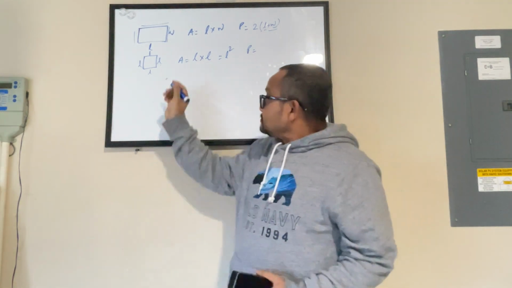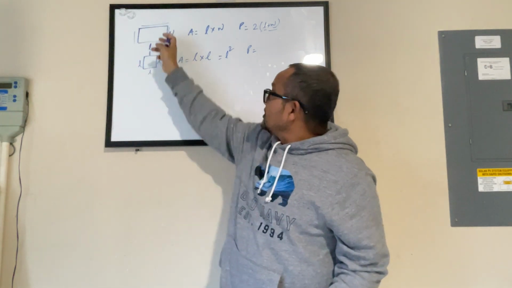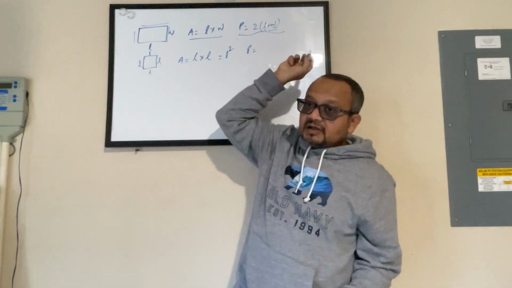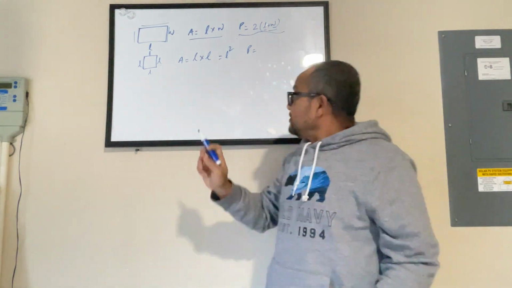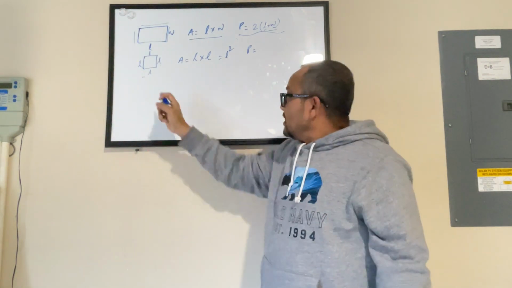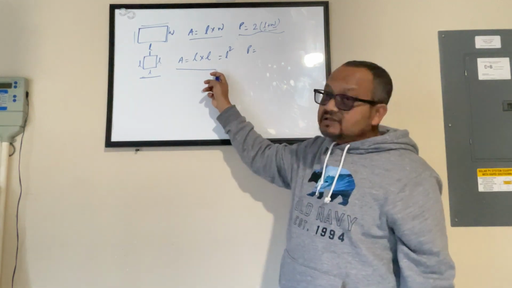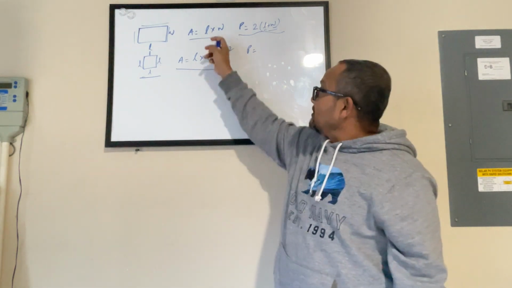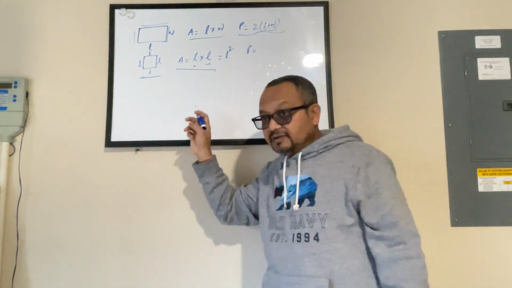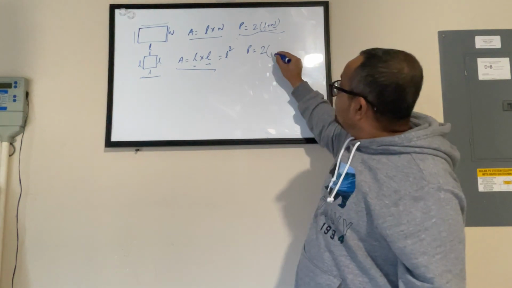So we looked at a rectangle where length and width are there. Area is length times width, and perimeter is 2 times length plus width. We learned that yesterday, so we will not repeat. If I look at a square, the area is similar to a rectangle: length times width. Here the length and width are the same, so I will say length times length.